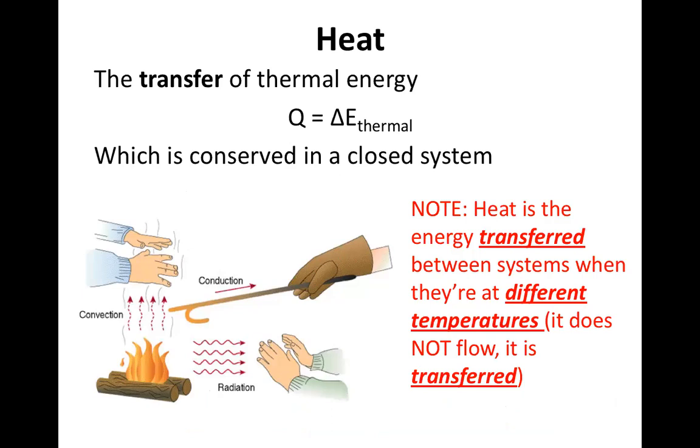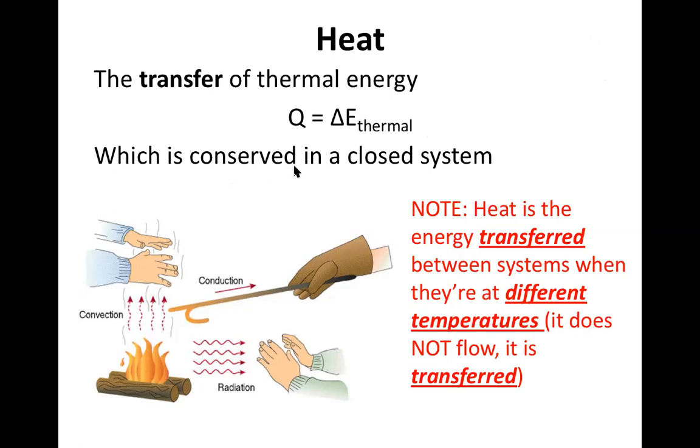Let's talk about it a little bit more. Heat is the transfer of thermal energy. We use the symbol capital Q for heat, and Q is equal to delta E thermal. So the change in thermal energy is heat. This is analogous to our work-energy principle, where work is equal to delta EK. This chapter's version of that is Q is equal to delta E thermal.